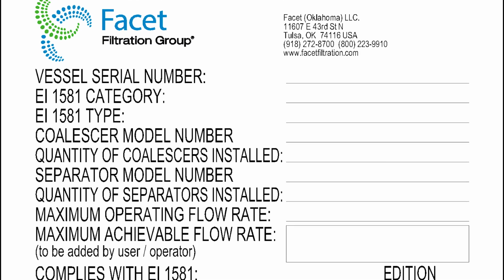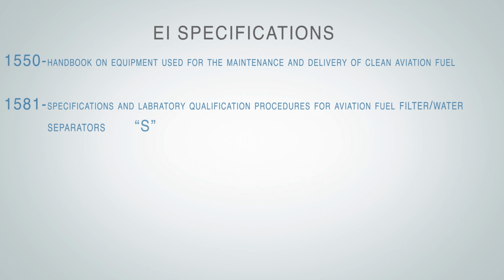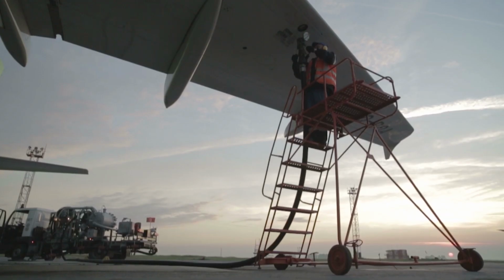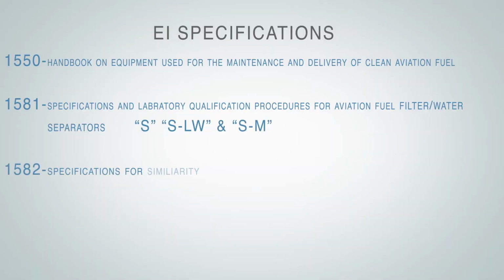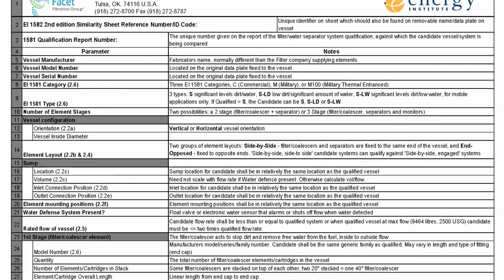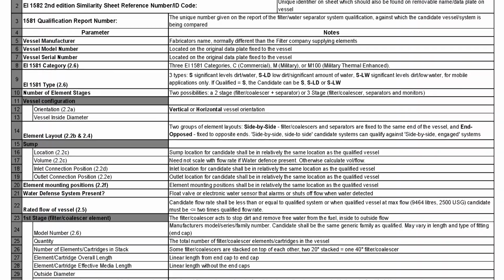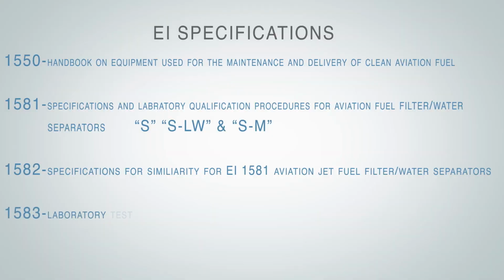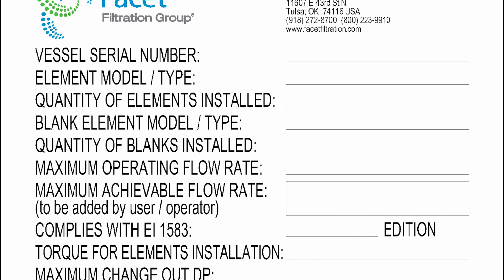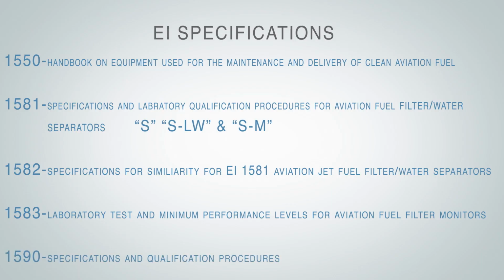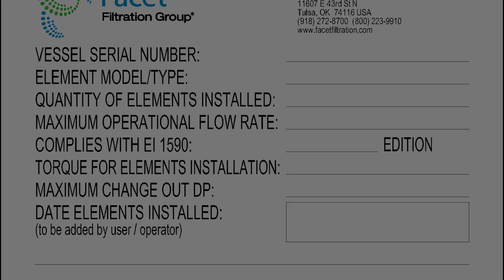This specification has three categories: S for locations where dirt and water may be expected, and SLW and SM for applications where less water and solids may be expected, such as into-plane fueling. EI specification 1582 covers similarity, which allows qualification of existing vessels to current specifications by showing conformance with the tested vessel. EI specification 1583 governs the test protocol for water-absorbing monitor vessels and elements. EI specification 1590 relates to pre-filters or microfilters for use with aviation fuels.